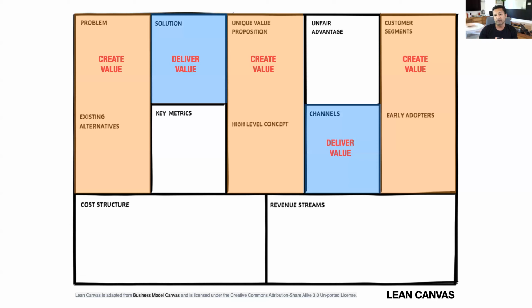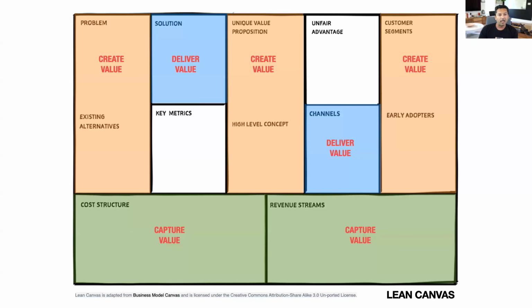When we think of value delivery, this is your classic solution and distribution. So what are you going to build? How are you going to deliver that value? That's where the solution comes in. And how are you going to get that value from the forest where it's made to the city where your customers are, right? So the roads, the channels, the paths are really what that channel box is about.